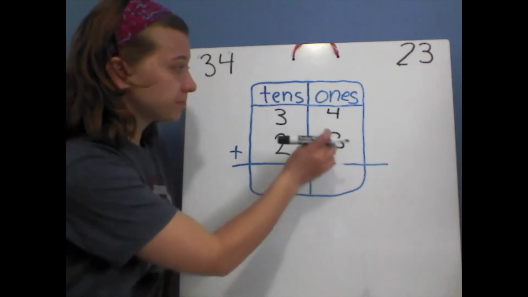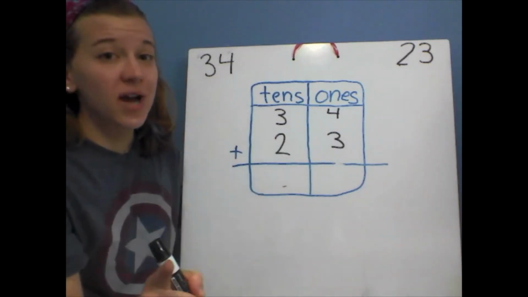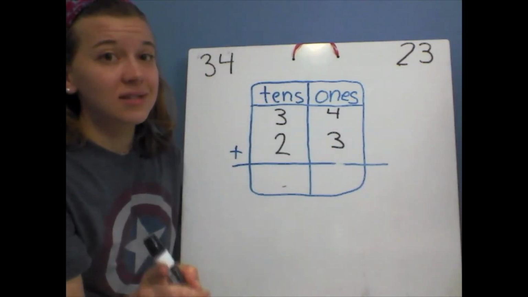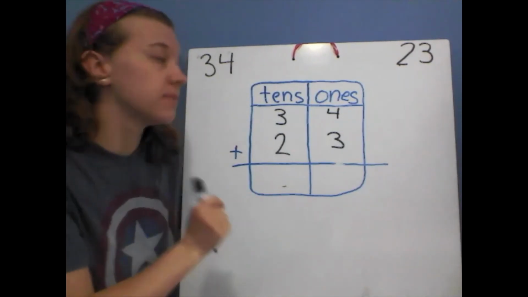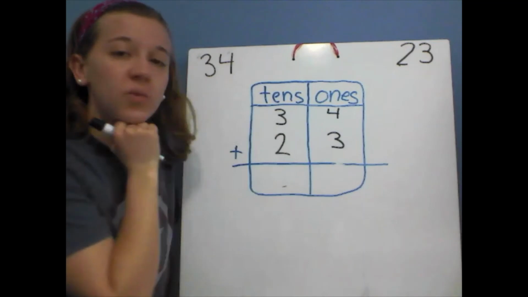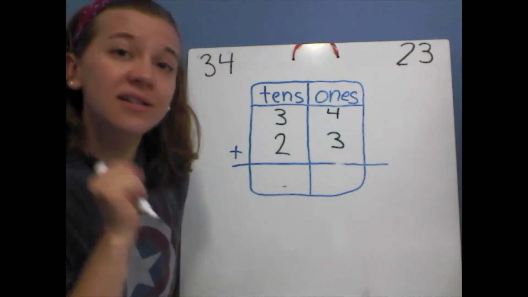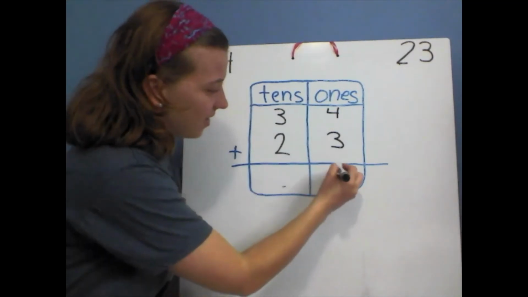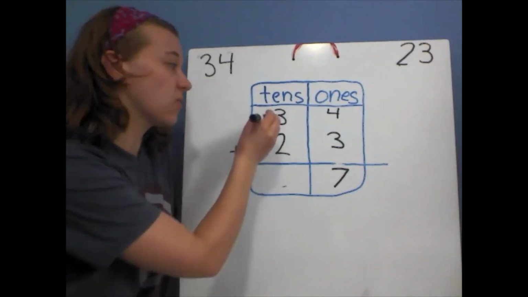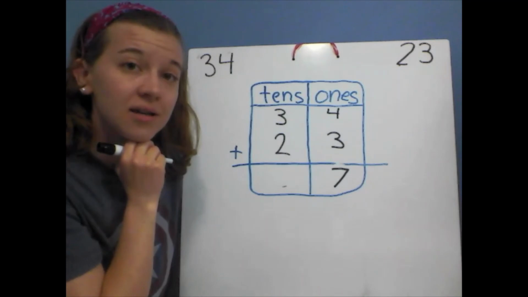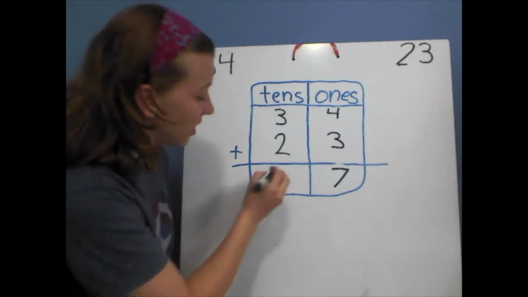Okay? Now, what do we start adding with? Tens or ones? Ones. We add with the ones first, and then we move over to the tens. So, ones. 4 plus 3 equals 7. Good. And then 3 plus 2, we're adding our tens together. 3 plus 2 equals 5. Very good, boys and girls.